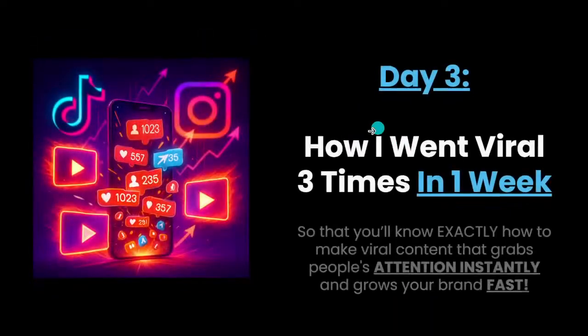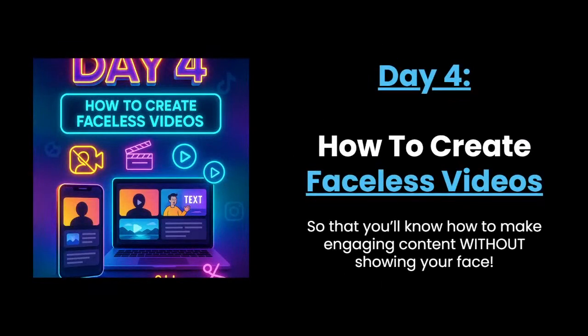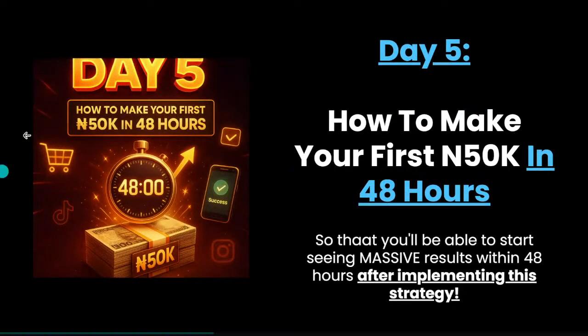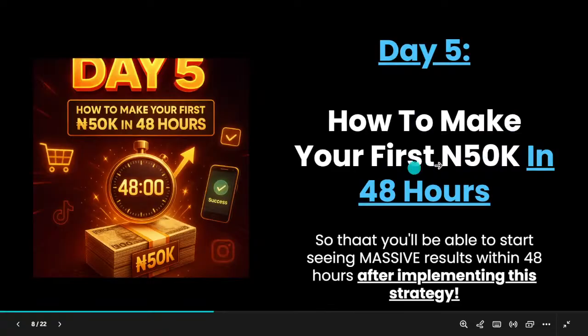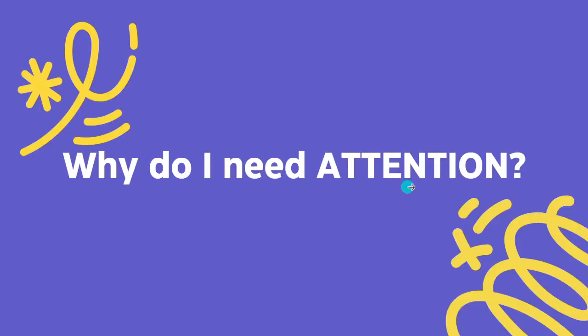Now today, which is day three, I'll show you how to actually get your videos to go viral and how you can get attention. So I'll be teaching you the strategy on how I went viral 3 times in 1 week. Because you need to be able to get attention and get views and engagement in order to get people to actually click on that affiliate link and that product link in your bio. Then tomorrow I'll show you how to make faceless videos. Then finally on day 5 I'll show you how to put everything together and how to make your first 50k in 48 hours.